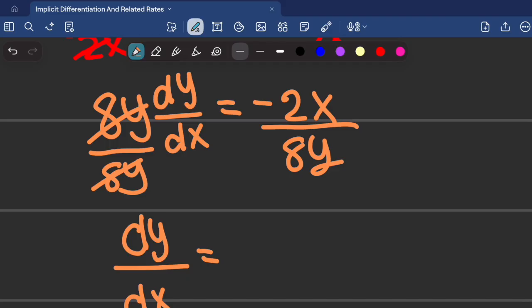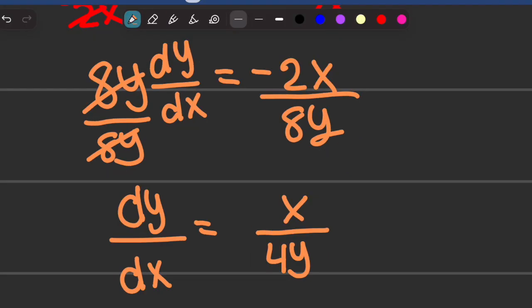So we can simplify that. That will be negative 1/4, so negative, we can just do x. We don't have to write 1 because, again, 1 is usually implied. And then the bottom becomes 4y. That is the most we can simplify. So that will be our answer right here.